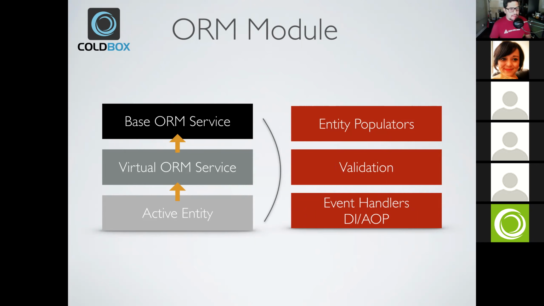So it's this nice object graph for you to be able to work with the ORM in a very nice way. On the right-hand side, you see some utilities. You have the entity populators that allow you to work with entity population. You have the CB validation approach as well, and you have event handling for doing dependency injection and even AOP on those entities.